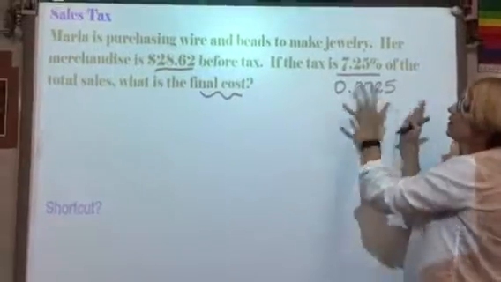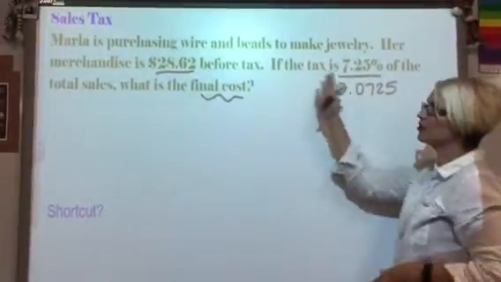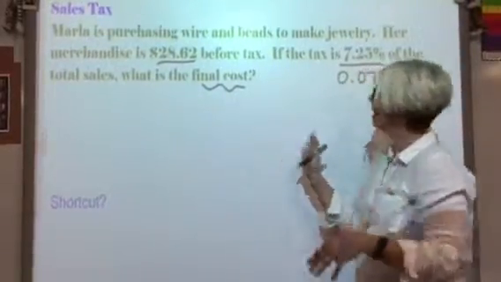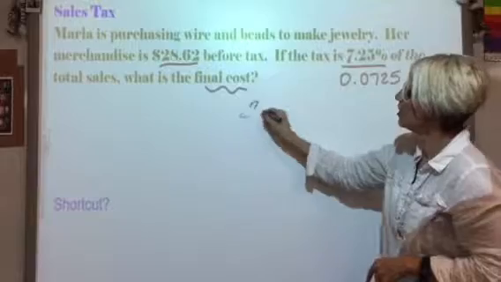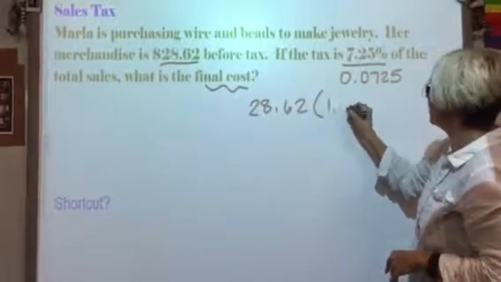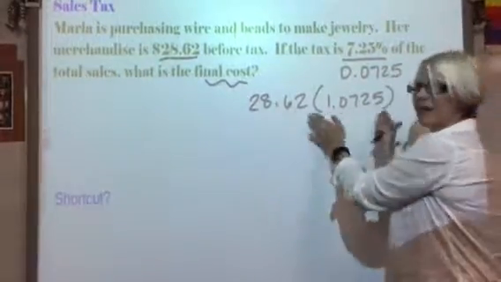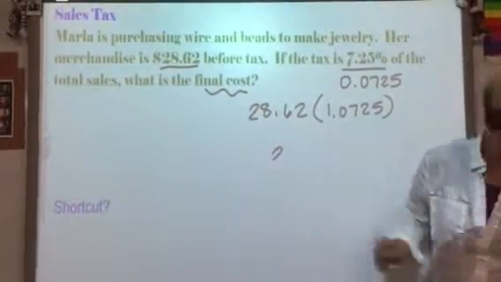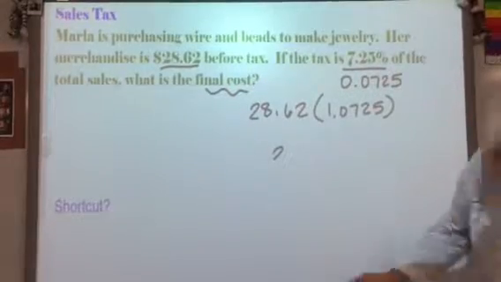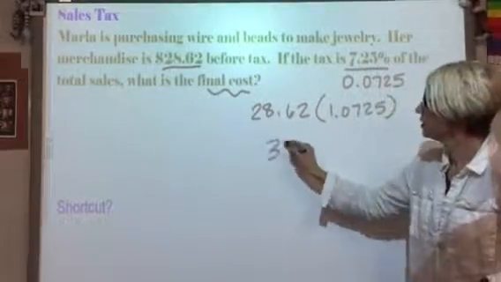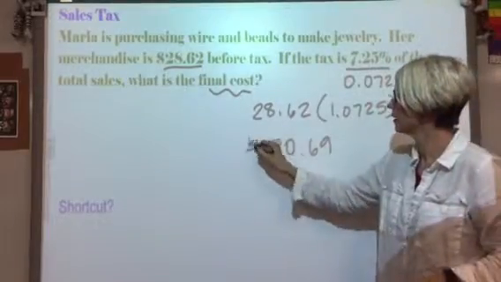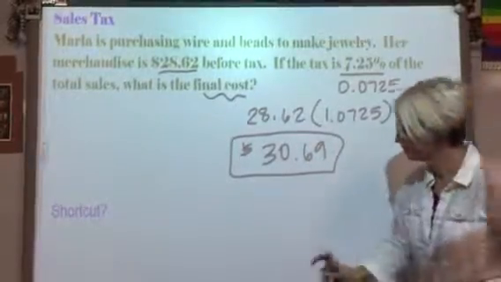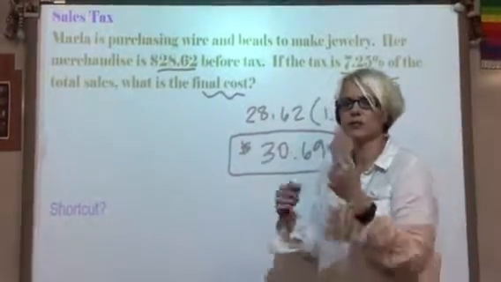It's really nice. Now, if you don't believe me and you don't want to use the shortcut, you can still do this the long way. Find the percent of this, add it back in, go ahead. But here's a shortcut. So we're going to take 28.62 times 1.0725. So you type that in on your calculator and you'll get the final amount out, which is 30.69. Type that in your calculator and check it and see if you agree with that. And then I'll give you a tax problem to practice so you can practice using the shortcut.